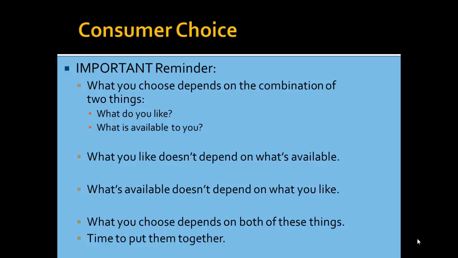And it's important to keep these two pieces separate, because what you like doesn't depend on what's available. I like Ferraris better than Fords. And what's available doesn't depend on what I like. I don't have more money because Ferraris are more expensive than Fords. What's available depends on my income and depends on the prices that I face. What I choose depends on both of these things: what I like, and the income and prices that I have. So now it's time to put them together and think about the consumer's optimal choice.